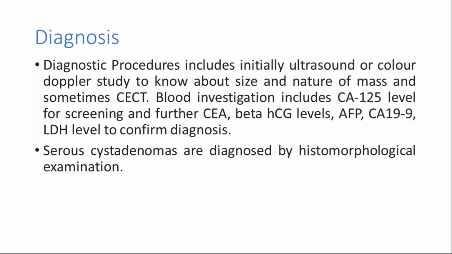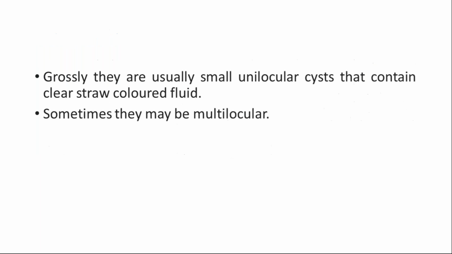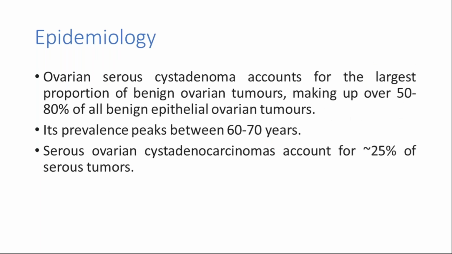So coming to the diagnosis. Before going to diagnosis, I just want to tell about epidemiology. Ovarian serous cystadenomas account for the largest proportion of benign ovarian tumors, making up 50 to 80% of all benign epithelial ovarian tumors. As I previously told, serous cystadenoma is an epithelial tumor, which is a benign one. The prevalence peaks between 60 to 70 years, and serous ovarian cystadenomas account for 25% of the serous tumors.